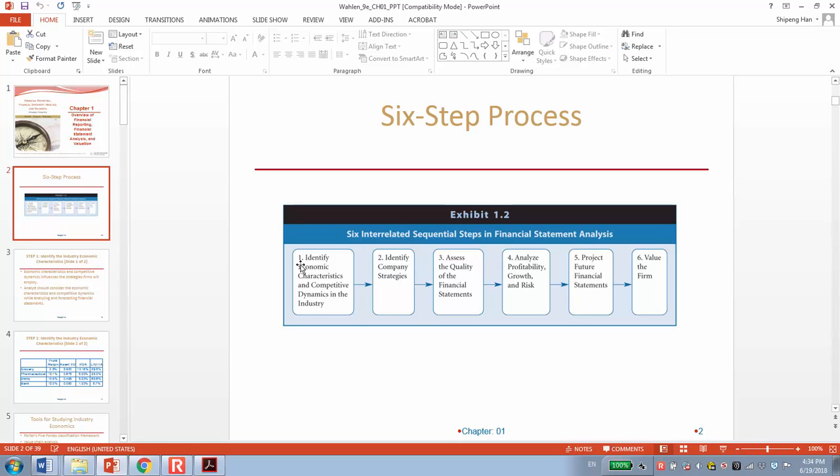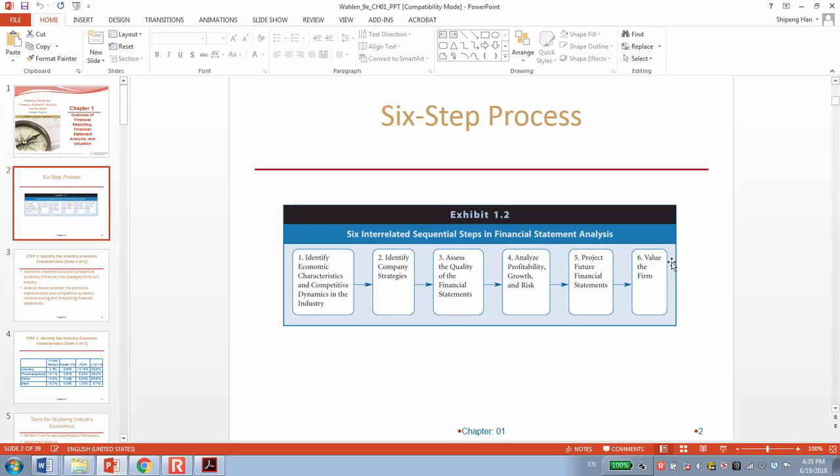Before we start from step 1, let's think about step 6, the value of the firm, which is the outcome of financial statement analysis. This is also the goal of financial statement analysis: to value the firm. If we consider a firm as an asset, we want to know the value of the asset. We learn from the finance literature that the value of an asset is determined by the payoffs of the asset.